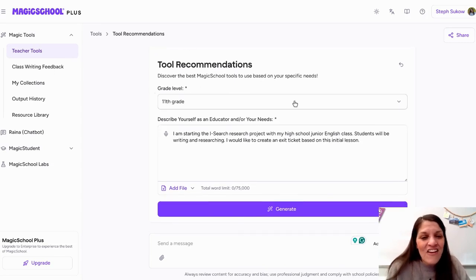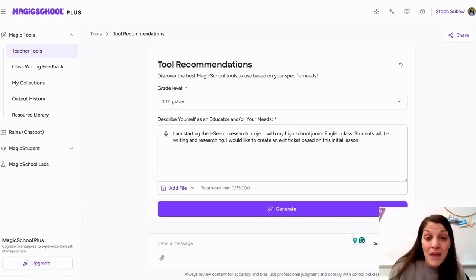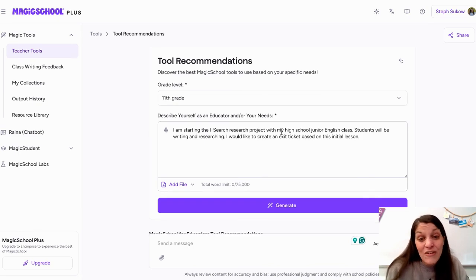Again, I love that in Magic School I can be really specific with the grade level. It also helps me to craft the prompt. Here I was just very quick and vague, but remember, the better your input into any AI tool is, the better your output is going to be. So you can continue to play with your input to make sure that you get really detailed results.